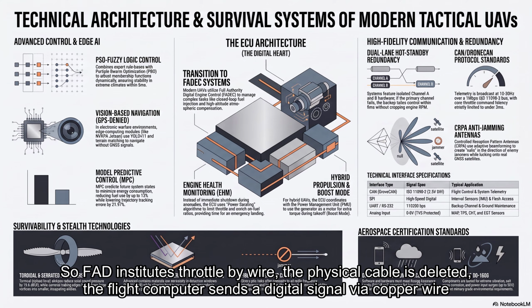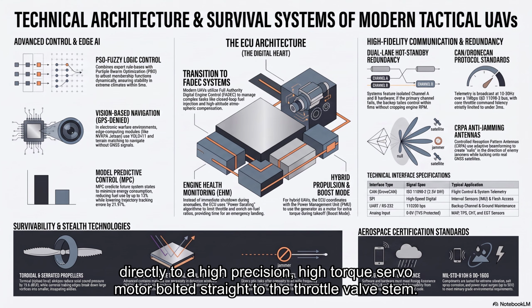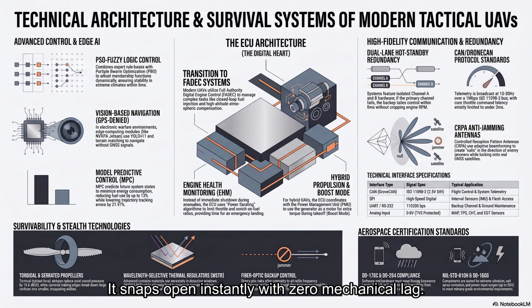So FADEC institutes throttle by wire. The physical cable is deleted. The flight computer sends a digital signal via copper wire directly to a high-precision, high-torque servo motor bolted straight to the throttle valve stem. It snaps open instantly with zero mechanical lag. But remember the regulatory paranoia from earlier. What if that servo motor fails?